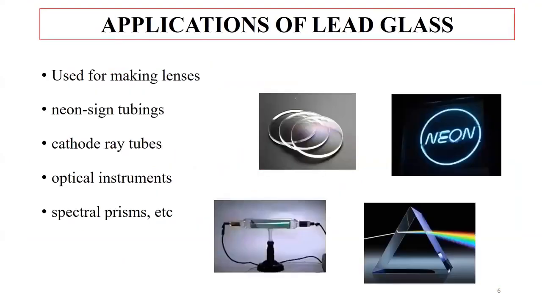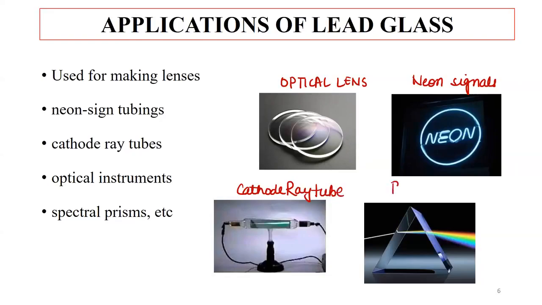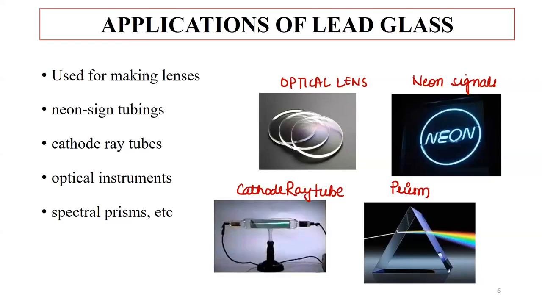You can see in the picture people are making optical lenses, neon signals, cathode ray tubes, and prisms from this lead glass. So this is all about lead glass.